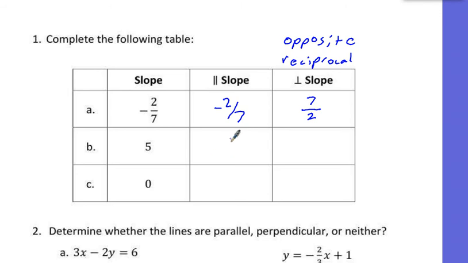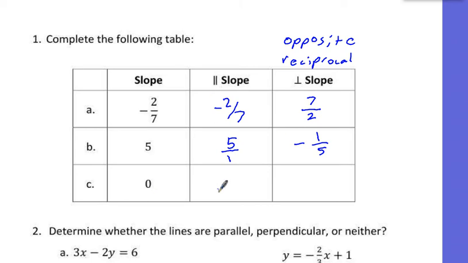Given the slope 5, the parallel slope is 5. The perpendicular slope is opposite, so now negative. 5 becomes the denominator. What's the numerator? 1. Because any integer is also a rational number, which can be written as a fraction over 1. These slopes are opposite, positive, negative, and reciprocals, 5 over 1 and 1 over 5. So they are perpendicular to each other, the slopes.